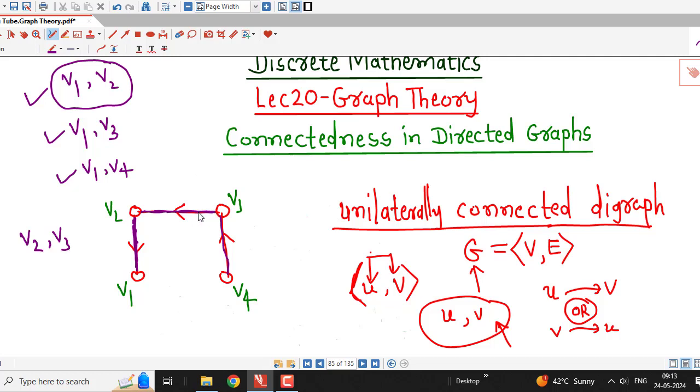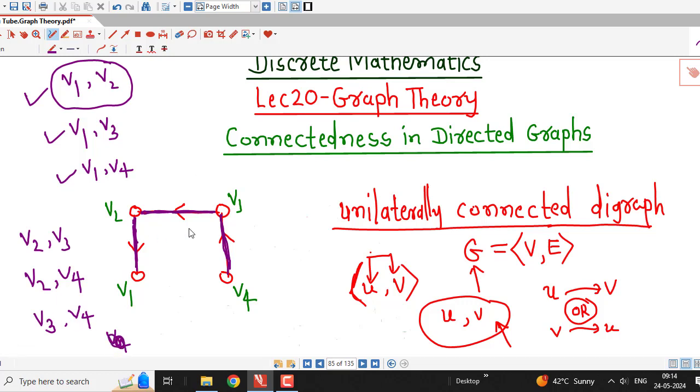So obviously V2 is reachable from V3. So that is also satisfied. Similarly, we have to check for V2 and V4. So there is a path from V4 to V2. Therefore V2 is also reachable from V4. And then we check for V3 and V4. So here also V3 is reachable from V4. And then we check for V4 and V1, which is already there. V4 and V2 is already there, and V4 and V3 is already there.